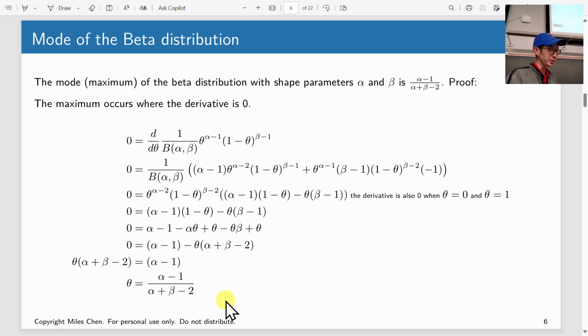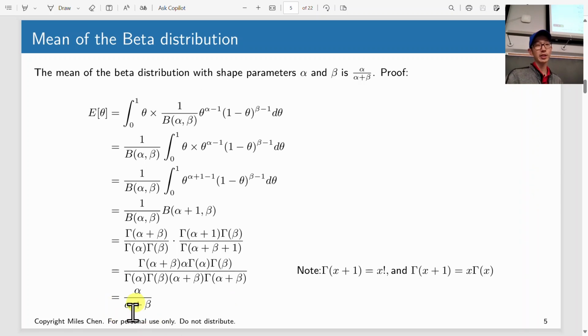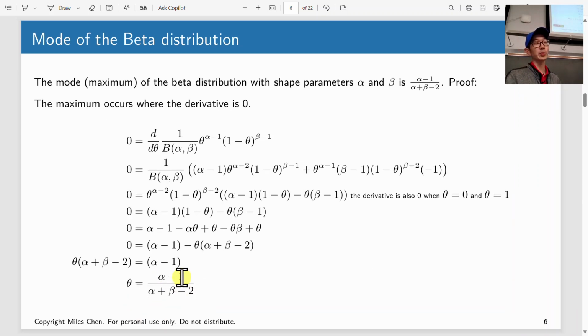So for example, let's say alpha is 2 and beta is 8, okay? If alpha is 2 and beta is 8, your mean is going to be at 2 divided by 10, 0.2, whereas your mode will be at 1 divided by 8, which is 0.125, okay? So the mode gets pushed a little bit.